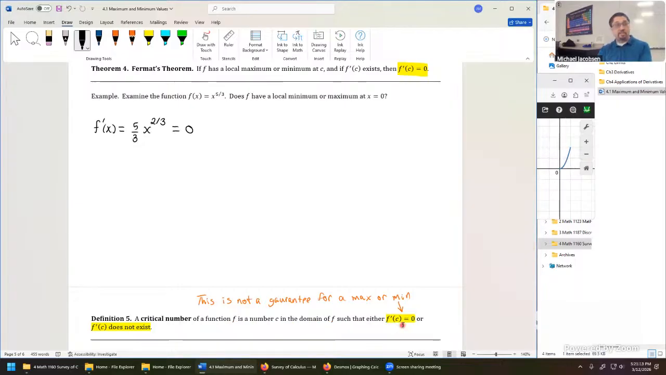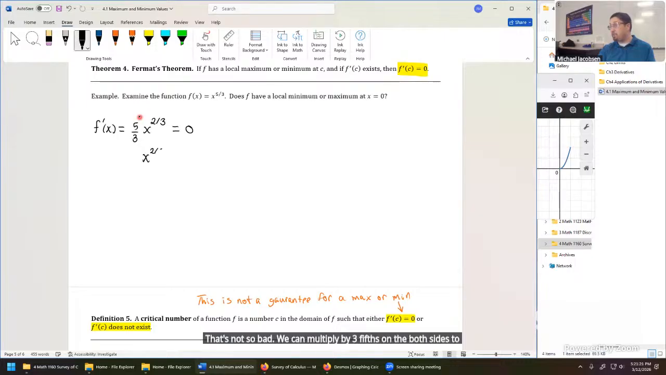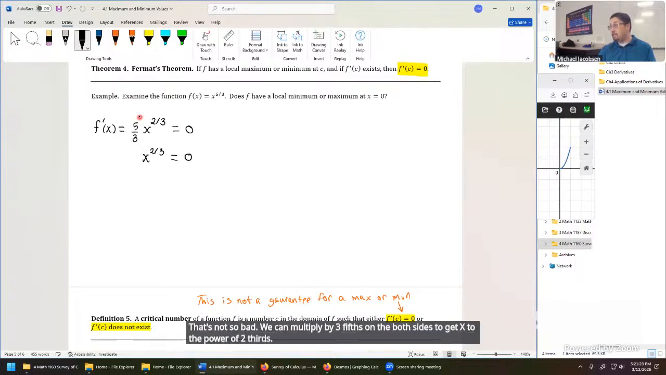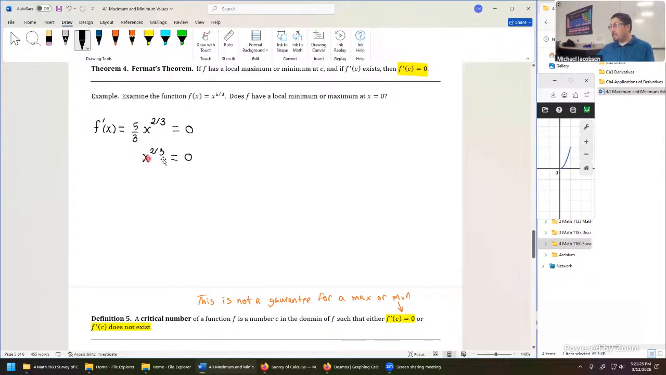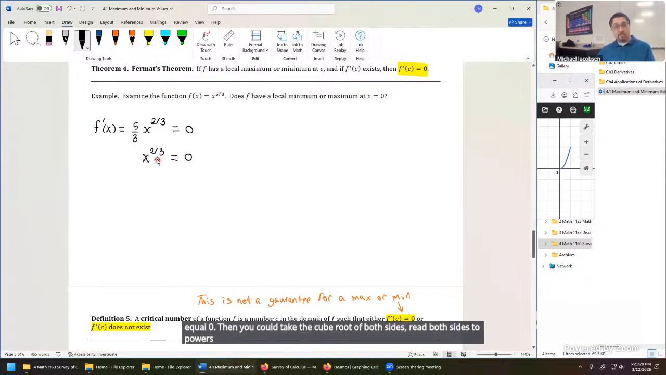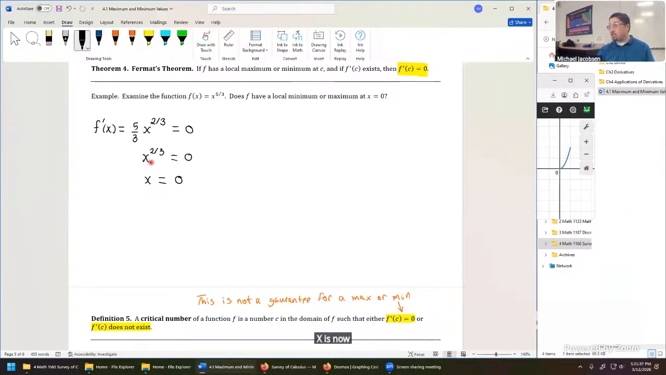So next step, we just set it to 0 and we solve this equation. That's not so bad. We can multiply by 3/5 on both sides to get x to the power 2/3 equals 0. Then you could take the cube root to both sides, raise both sides to powers, but the punchline is if x to a power is equal to 0, x is now 0 itself. So that is the critical number of f.